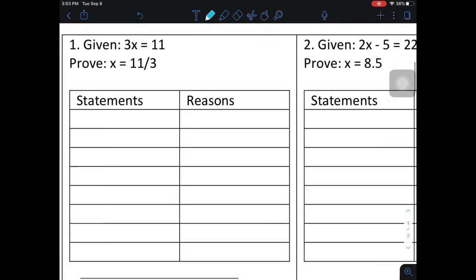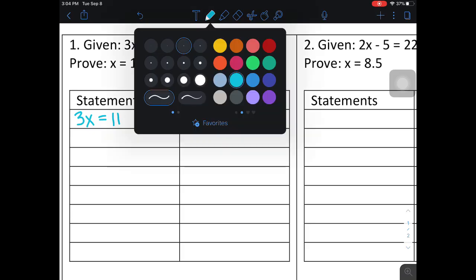Let's go ahead and jump into number 1. Given 3x equals 11, prove that x equals 11 over 3. So we're just saying, okay, if this is the equation, then we need you to prove that this is x. So the first thing that I want you to do is to write the original equation because it is given. You always start with the information that is given. Basically, we're saying the statement is 3x equals 11. The reason, well, how do you know? The reason I know is because it is given information. That's what we're doing in this 2-column proof.